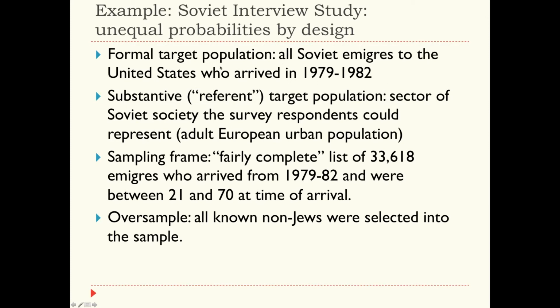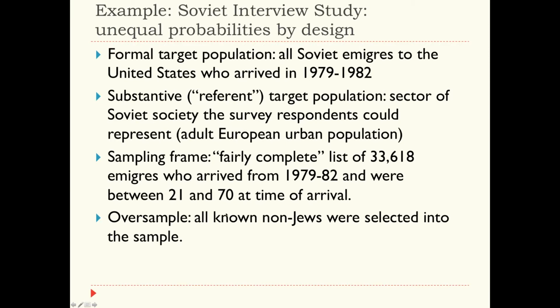They knew that this was not a good representation of the Soviet population, obviously, because emigres were not representative. But it was a sector of Soviet society that the survey respondents could represent. So basically, the adult European urban population were those that were really going to be represented in any reasonable numbers for making inferences. They had a pretty good list, based on visas, because people couldn't come here very easily without visa support. So they had this list, and they also had the ages of the people, so they sampled from that.